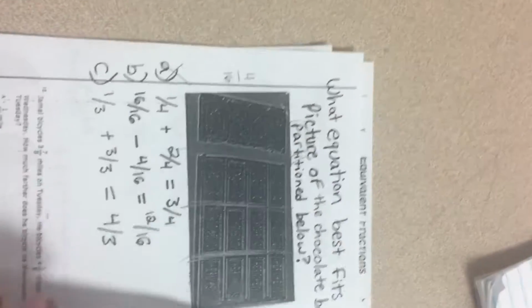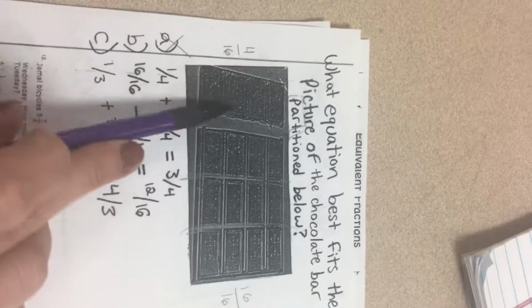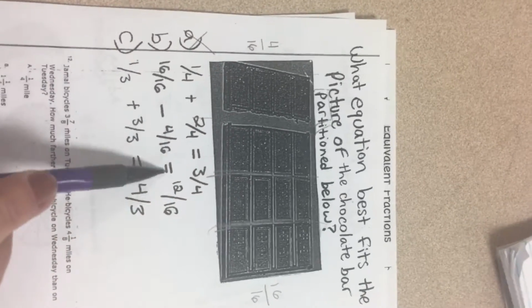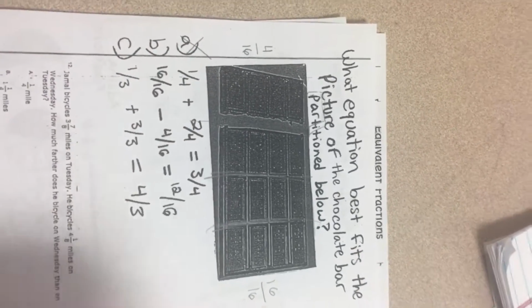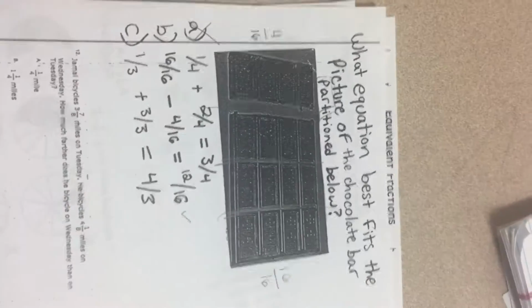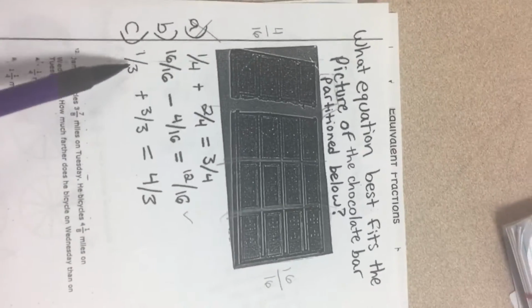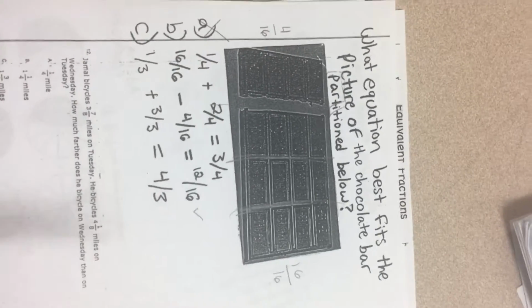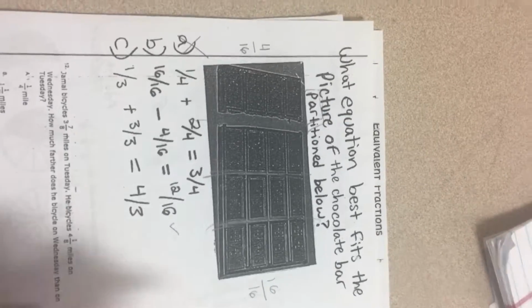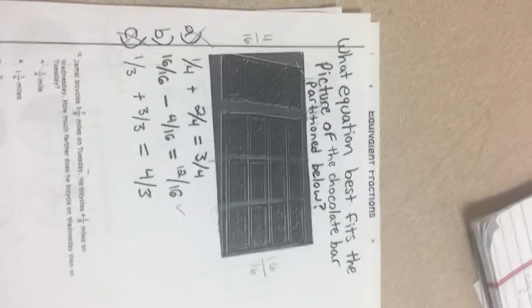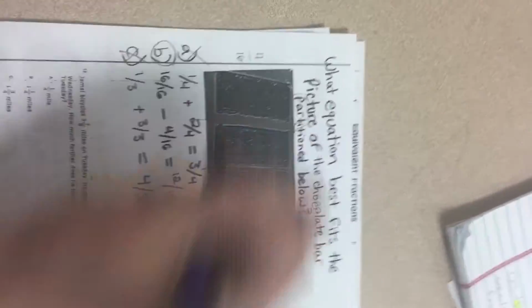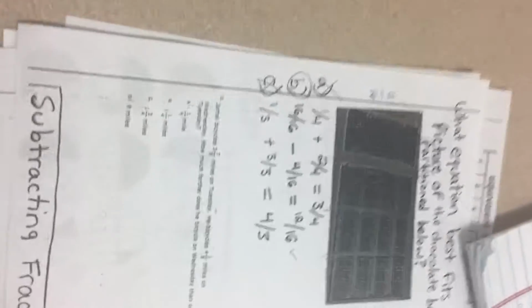Well, I had a total of 16/16. We broke apart 4/16, and then we got 12/16 left over. So that is a possibility. Now, 3 is not a factor of 16, so we know we're not going to work with C. So our answer choice is B.